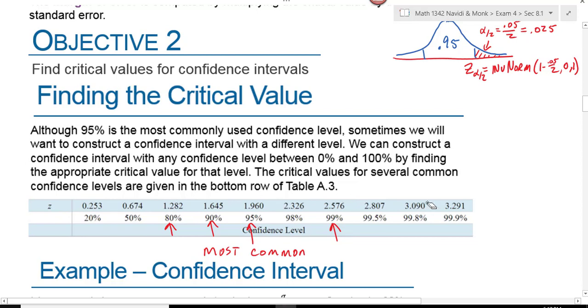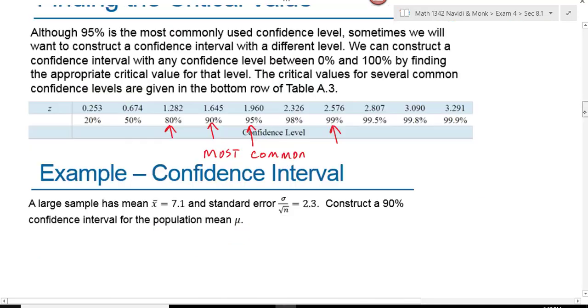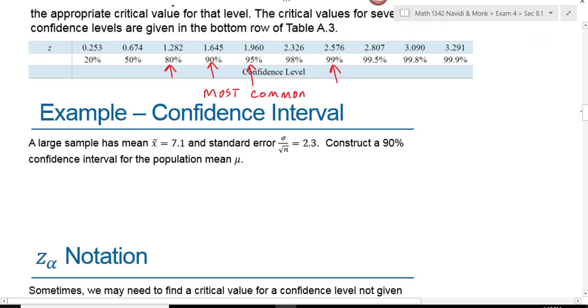So in theory, you could memorize this, but I'm more interested in, can you find the critical value? Because on your test, I'm not going to give you one of these common confidence levels. Of course not. I'm going to challenge you and see if you understand it. So don't fight it. You might as well learn it. So let's go through this example.